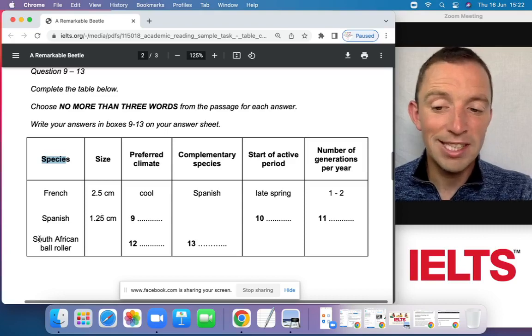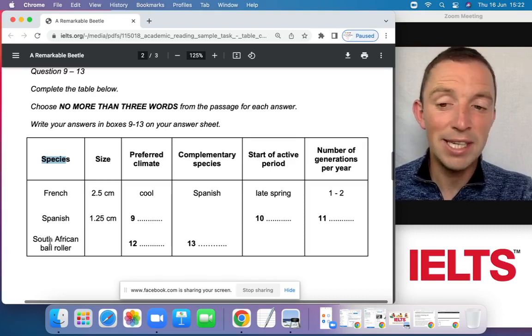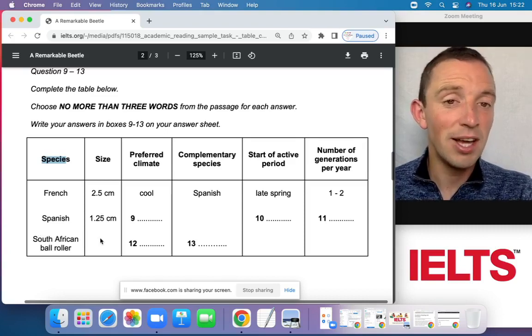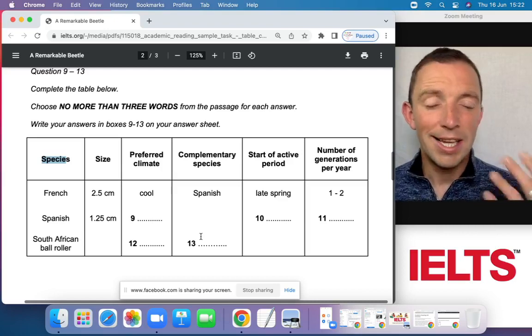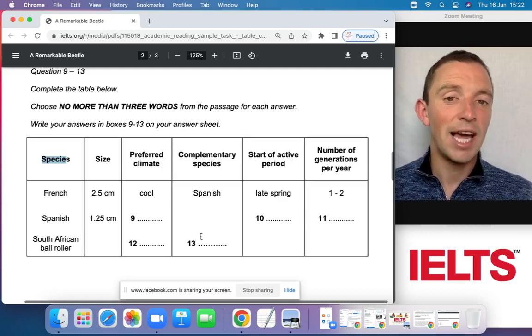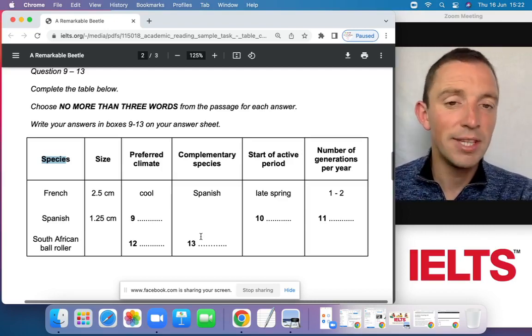And then finally, the South African ball roller species of the dung beetle, size is not important. Preferred climate, we don't know. Complementary species, we don't know. Again, I suggest maybe you take a picture of this table and you try to have this picture beside you at the same time.